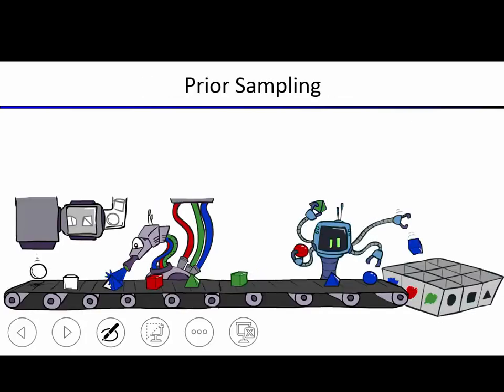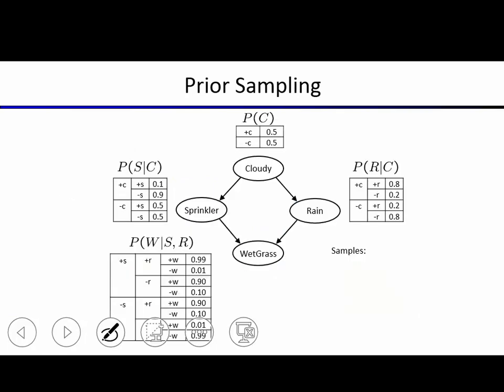So, prior sampling. Let's look at a Bayes net. Here's our Bayes net. And let's look at how we could generate samples from this Bayes net without building the full joint distribution. One way to do this is to think of this kind of sampling as simulation, especially when you do it in a Bayes net, it becomes very, very similar.